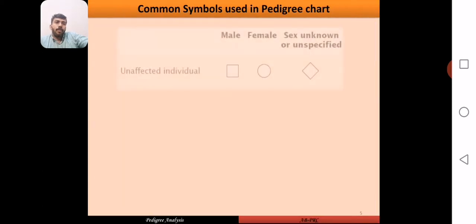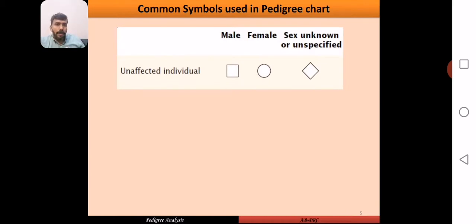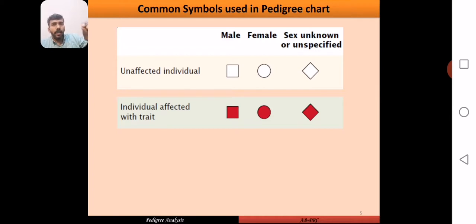Then what are the common symbols? As already said, there are some standard symbols and notations used in a pedigree chart. These are the common symbols, you can note them down. A square represents a male and a circle represents a female. If it is in a diagonal shape, the sex of that individual is unknown, right? If it is a blank, vacant one, it's an unaffected individual. And if it is filled, then this particular individual is affected with the particular trait which is under study, right?